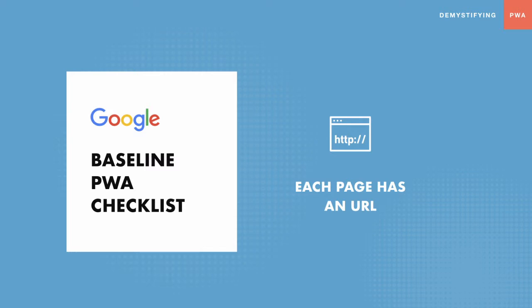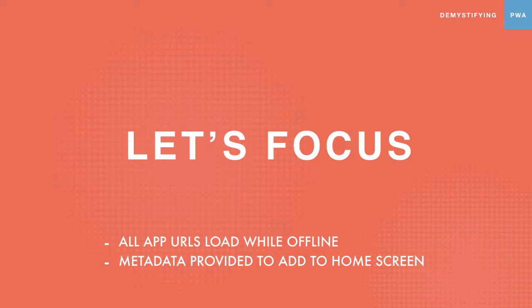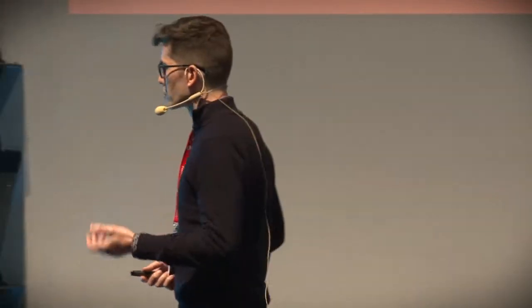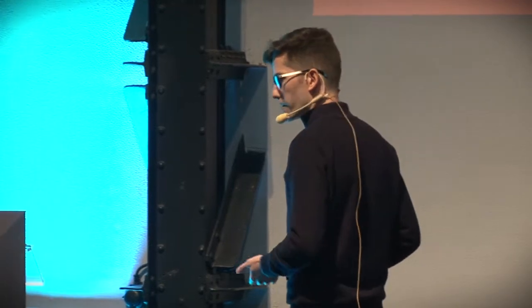Then, finally, each page has to have its own URL. Of course, this list is big for the time that we have, and most of these points should not be a problem, since we are surrounded by designers and front-end developers. So we will look at two of the points here: that all the application URLs must load offline, and that the metadata to install the application must be provided.